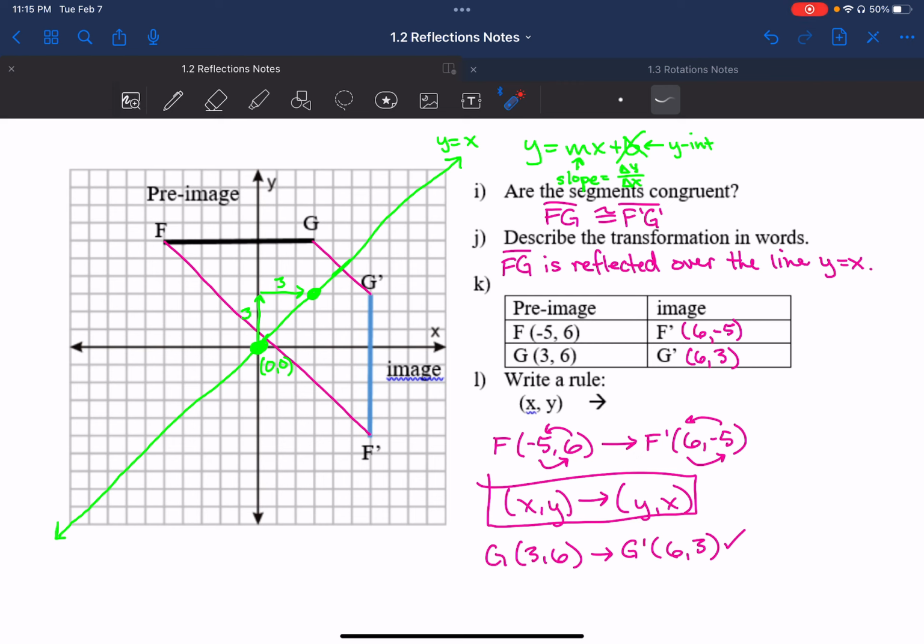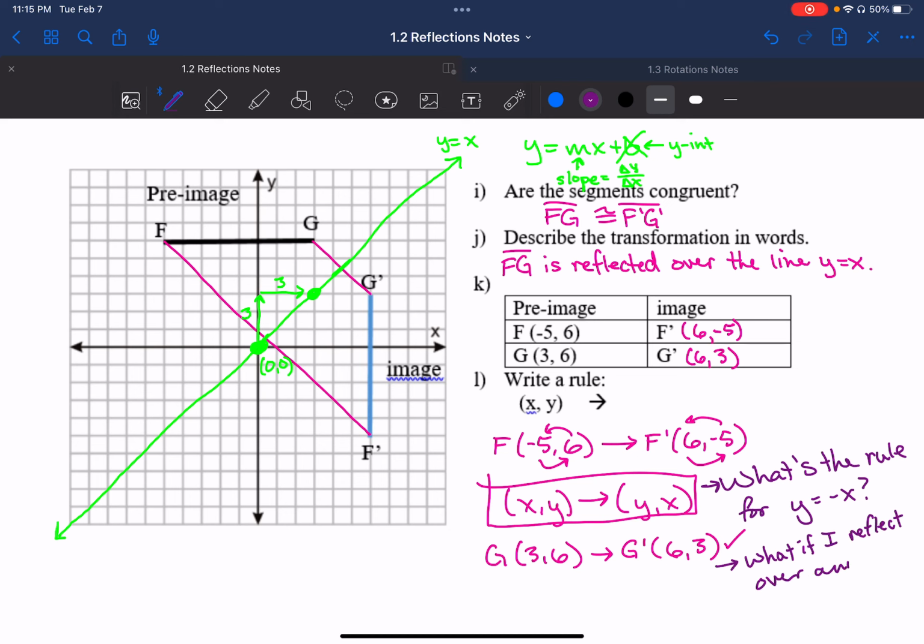A challenge for you, if you're interested, is I would recommend to think about, well, if this is the rule for reflection over the line y equals x, well, what about, kind of bonus question here, do it in purple, what's the rule for y equals negative x? So this is kind of like the next step. If you're like, this is really fun, I love this, I want to take this even further, you might play around with, what if I reflect over any line?